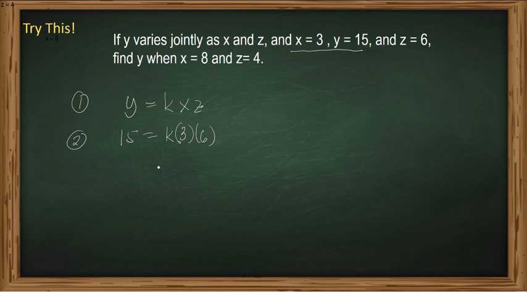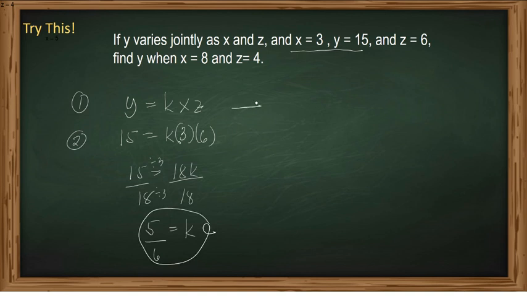Okay? So hindi ko muna i-shortcut para makita nyo. So you have 3 times 6 is equal to 18k. Then we have 15 equals 18k. So we have divide both sides by 18. So our k is, both numbers are divisible by 3. So 15 divided by 3 is 5. And 18 divided by 3 equals 6.